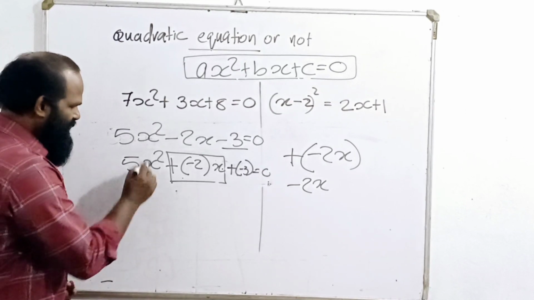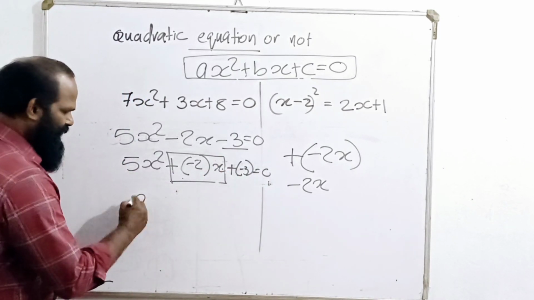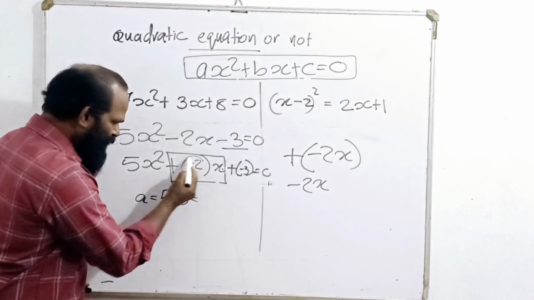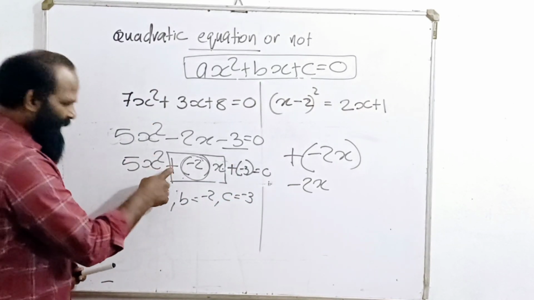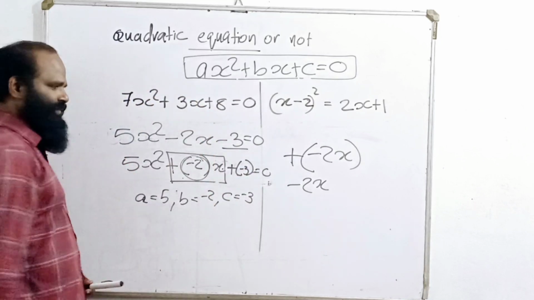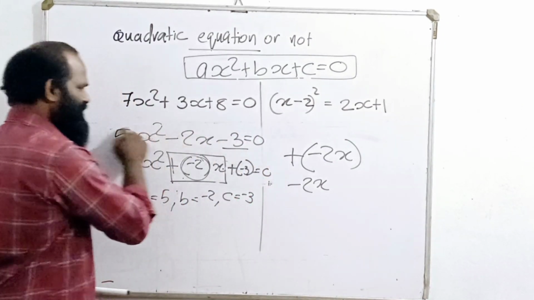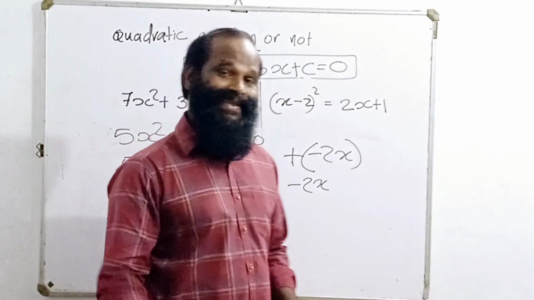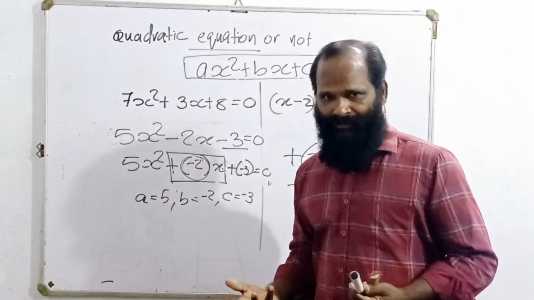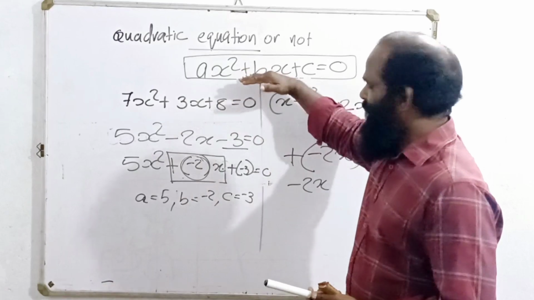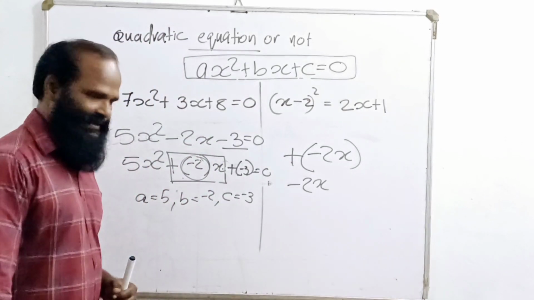So ax² plus bx plus c is equal to 0. Here a is 5, b is equal to -2 and c is equal to -3. ax² plus bx plus c is equal to 0. We can point to each one. So though there are minus signs in an equation, it can still be a quadratic equation. Even with minus, when we compare, we can change it to plus. Such expressions are what we call quadratic equations.